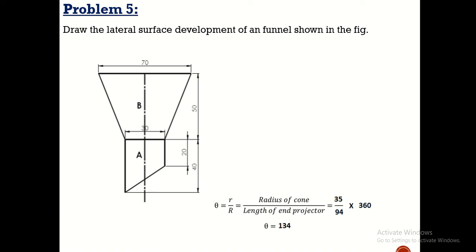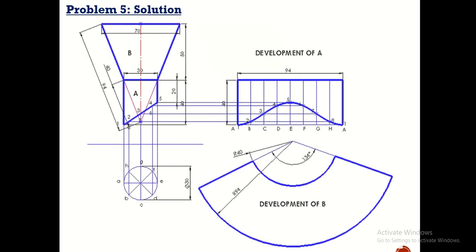So here you need to split this problem into two parts, part A and part B. Part A is the development of the cylinder, part B is the development of the cone. That's all. We are going to split this problem into two parts, the development of the cylinder and the development of the cone. So this is the solution, how it looks like.